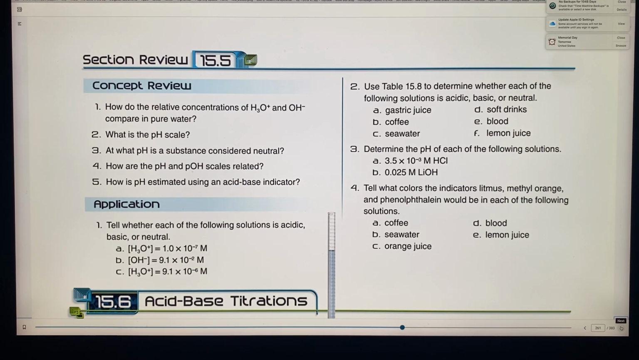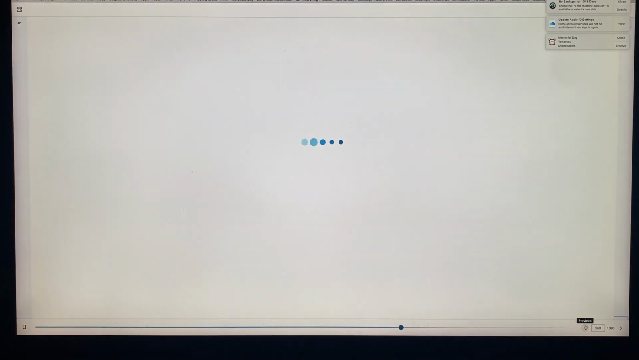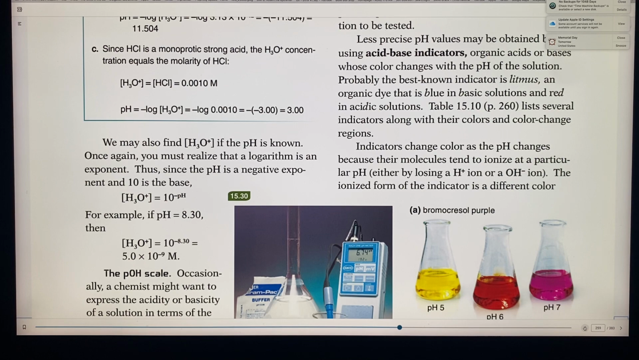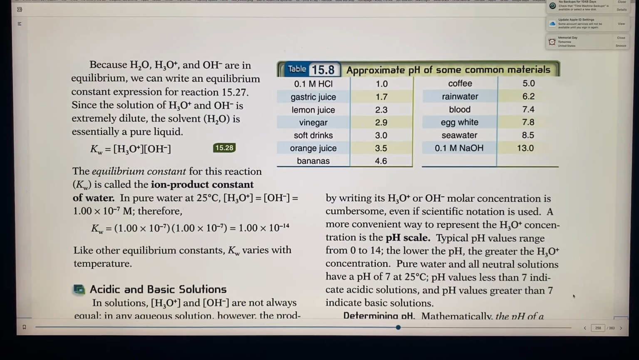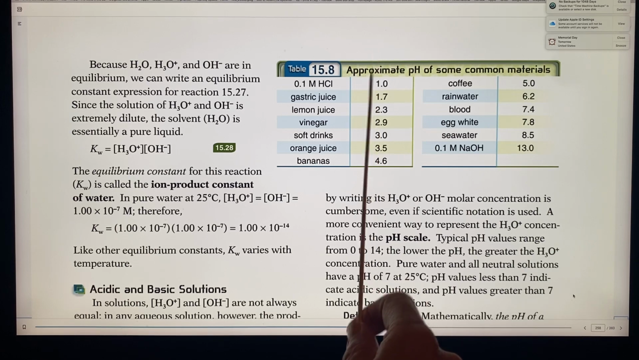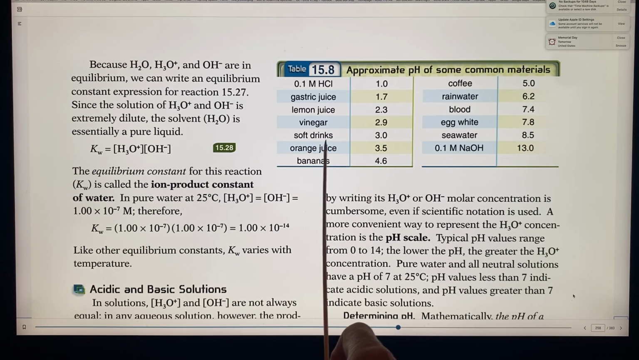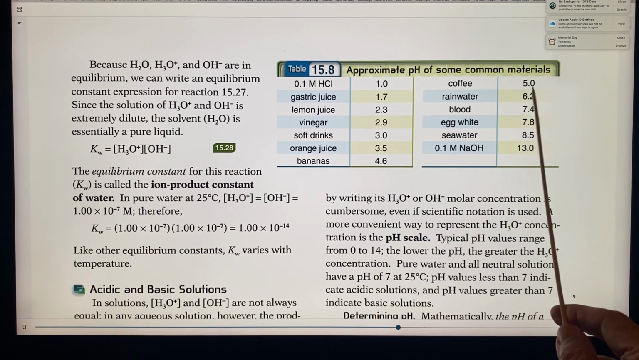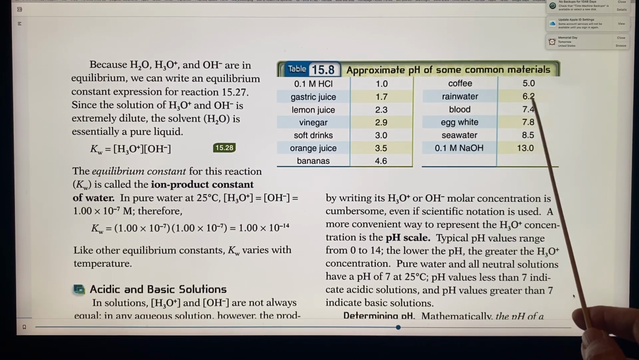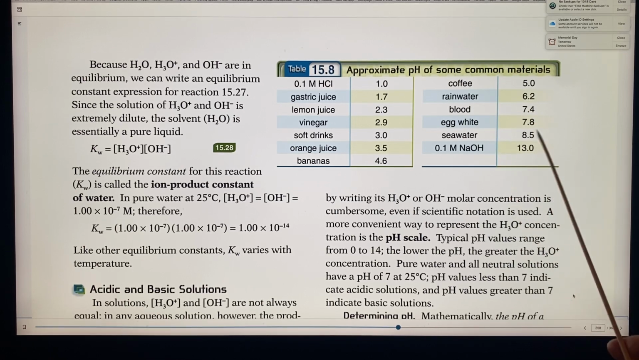Gastric juice. Let's look at it real quick. I'll go back and look at it so I don't get things wrong. Here we go. Gastric juice on the pH scale is 1, acidic. Lemon, acidic. Vinegar, acidic. Soft drinks, acidic. Anything under 7. Orange juice, acidic. Bananas, acidic. Coffee, almost neutral, but a little acidic. Rainwater, a little bit acidic. Blood is neutral. Egg whites, close to neutral here. Seawater is basic. So the one on there that I said, basically, seawater is basic.